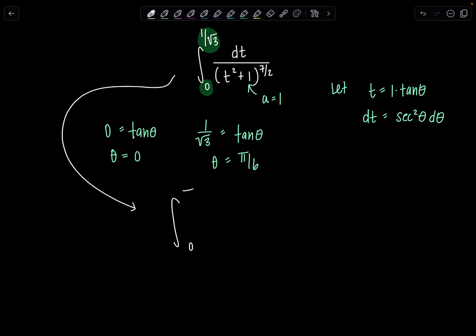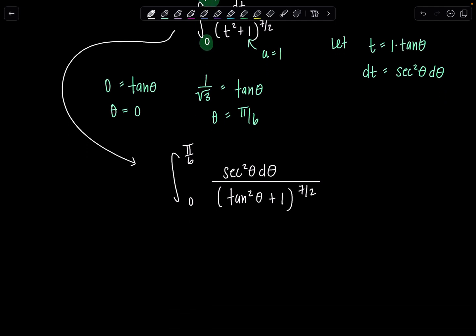So now let's rewrite our integral all in terms of theta. We're going to go from 0 to pi over 6. dt in the numerator is secant squared theta d theta. And then in the denominator, we have t squared plus 1, so that's tan squared theta plus 1 to the 7 halves. Beautiful. So remember, we just did trig sub, so we can use a Pythagorean identity to simplify. So tan squared theta plus 1, that's secant squared theta. Secant squared theta raised to the 7 halves. Let me write it this way: it's (secant theta squared) raised to the 7 halves.